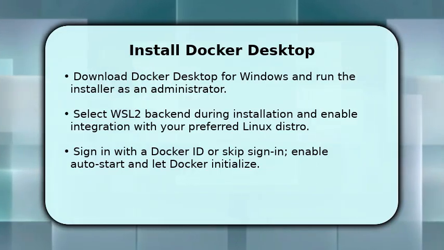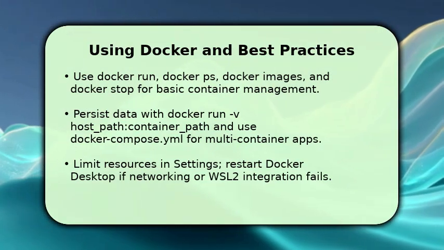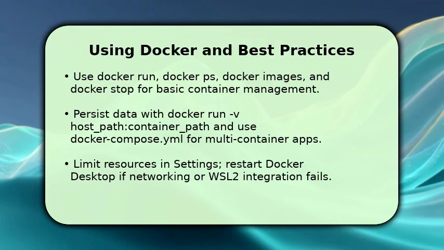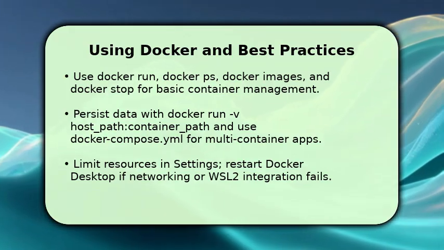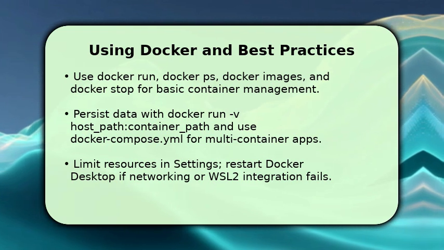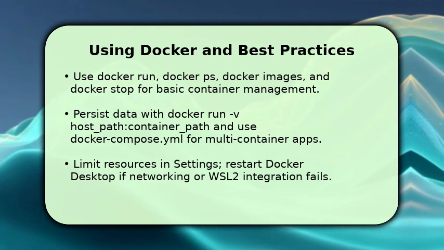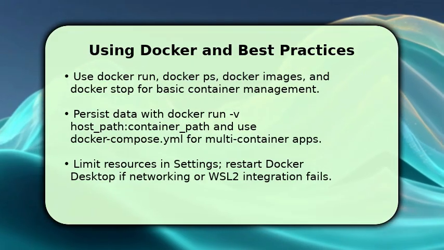Start by opening a WSL2 shell or PowerShell and run docker version to confirm installation. Use docker run to start containers, docker ps to list running containers, and docker images to view available images. Persist data by mounting volumes with docker run -v host_path:container_path, and bind ports with -p host_port:container_port.